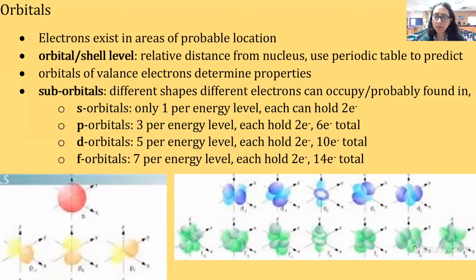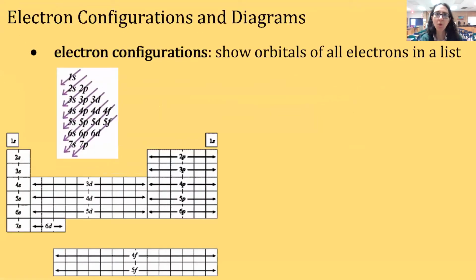Okay, so the p orbitals, there's 3 of them per energy level, and they each can hold 2 electrons. That's 6 electrons total. The d orbitals hold 10 electrons, and the f orbitals hold 14 total because they have 7 different configurations. We're going to come back to this electron configuration thing in just a second. But this again is a way of showing where each electron is, a way of noting exactly where you can find each electron.